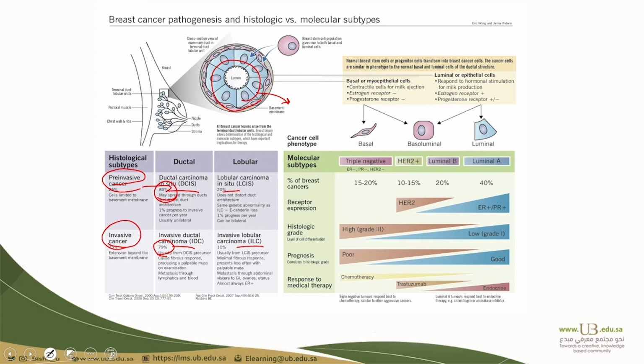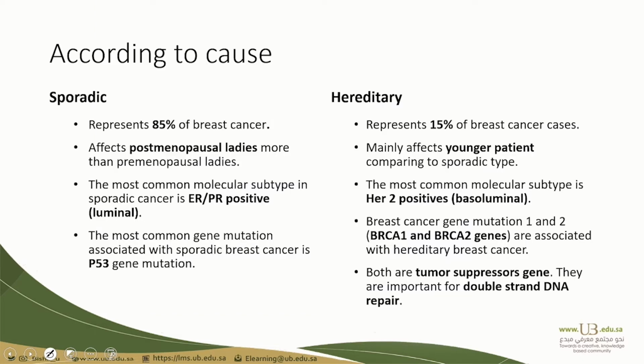So invasive ductal carcinoma is the most prominent one, as we said in the previous lecture, as we said in the previous slide. The last type of classification is according to the cause. So let us take the sporadic.